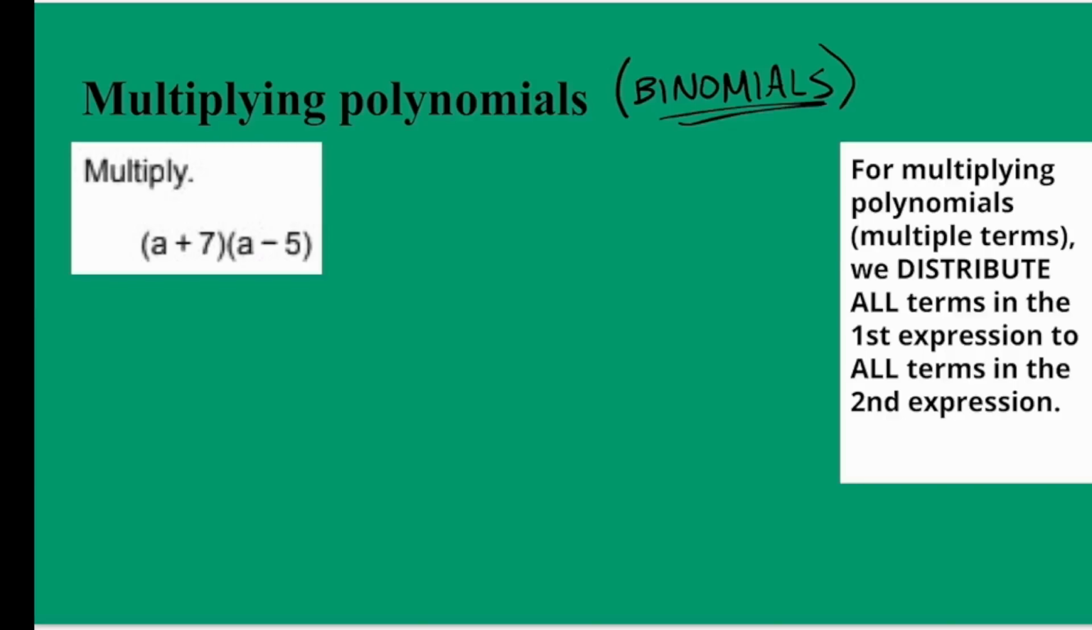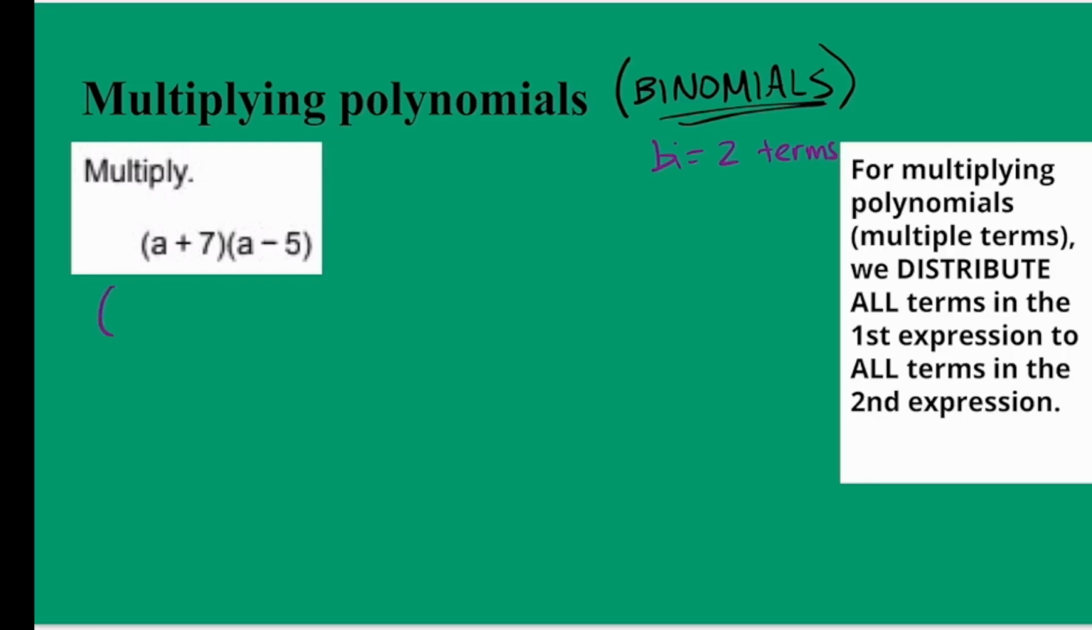Multiplying polynomials. When multiplying polynomials where you have multiple terms within parentheses, you essentially distribute all terms in the first expression to all the terms in the second expression. I'm going to expand all this out so you see what's happening. In this case, we're going to focus on binomials. Bi meaning two, so we are going to have two-term expressions that we're going to multiply.